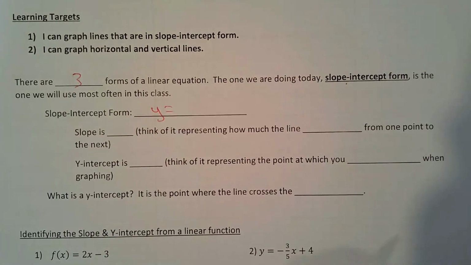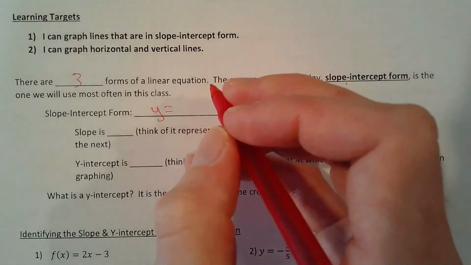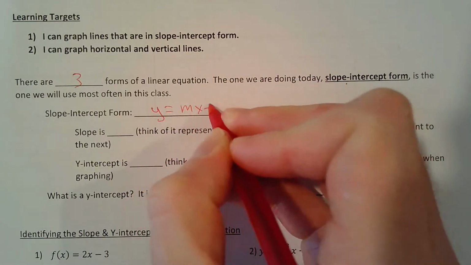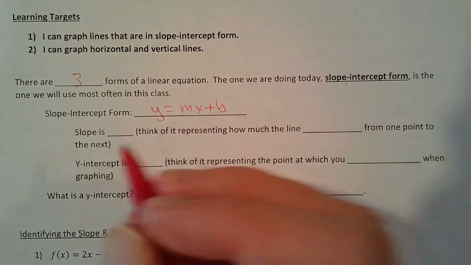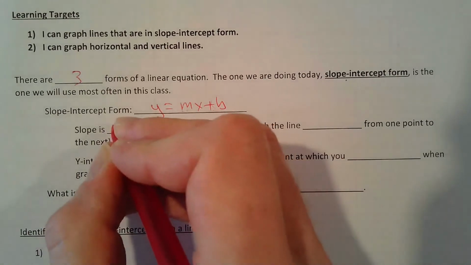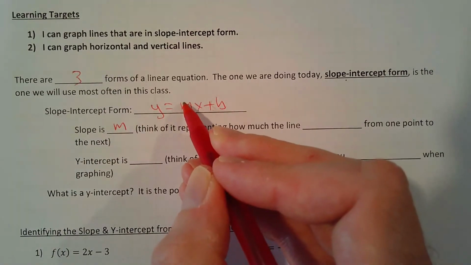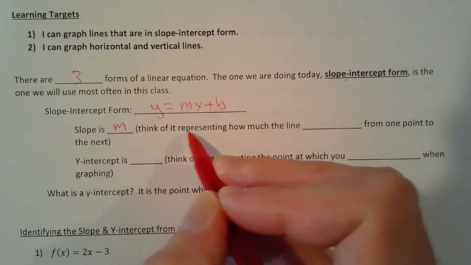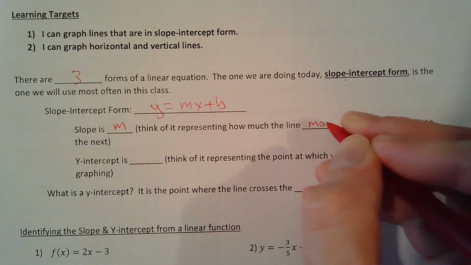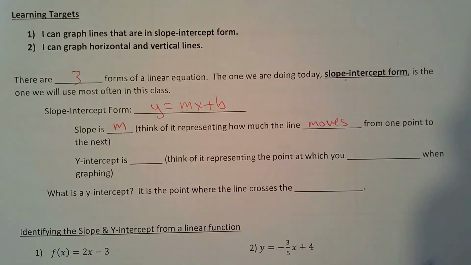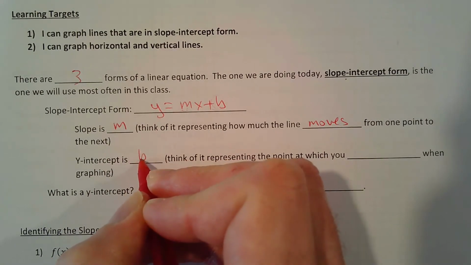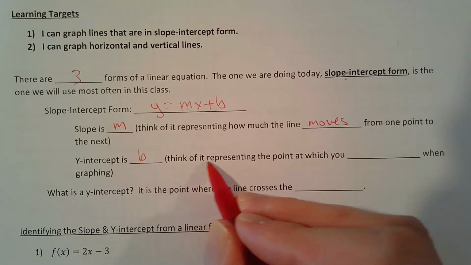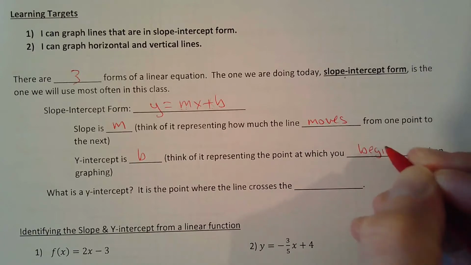Okay, so it starts with y equals, or it could be f of x equals, remember for function notation, mx plus b, where these are numbers. Okay, so the m and the b are numbers. The slope goes in the spot where m is. And so whatever number is in front of x is actually the slope of the line. And if it helps you remember it, think of it, that's how the line moves from one point to the next. Okay, so think m moves. It's not why they call it m, but that might help you remember. The y-intercept is b. And think of this as it represents the point at which you begin when you're graphing.